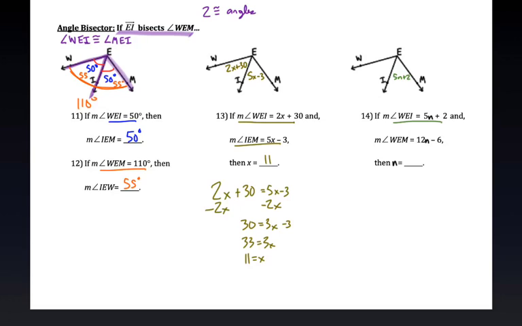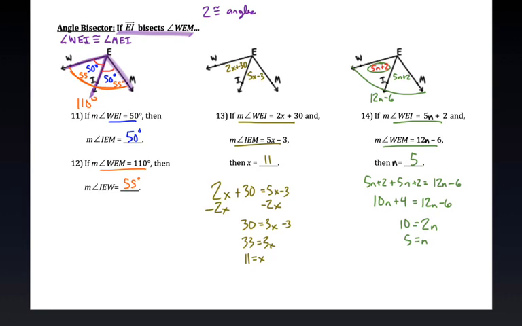And then finally, number 14, it gives us that one of the parts is 5n plus 2 and that the whole is 12n minus 6. A part doesn't equal a whole. We need to know what the other part is. But because of the angle bisector, both the parts are equal. They're both 5n plus 2. Part plus part equals a whole. Go solve that sucker. I got that n was equal to 5. Plug them in and make sure it works, okay?